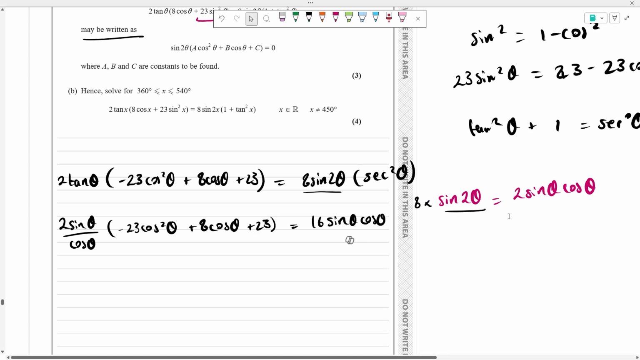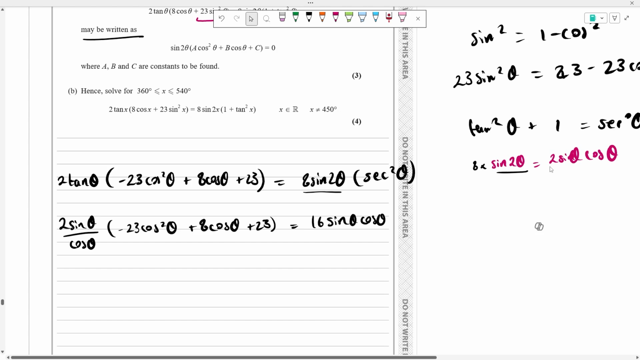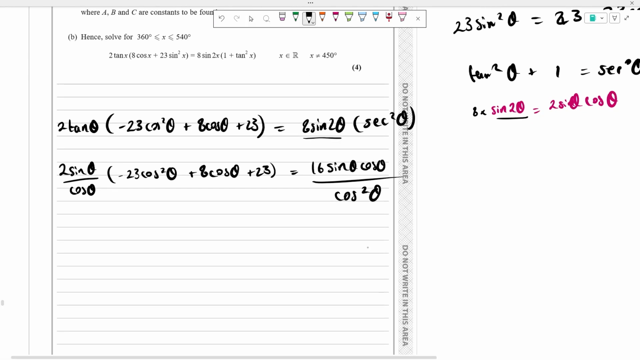Okay? And then sec squared theta is the same thing as times by 1 over cos squared theta. Cool, and I'm just going to put this as a denominator like so. Alright. What I'm going to do is times this whole expression by cos squared, and the reason why I'm doing that is so I can get rid of this denominator.